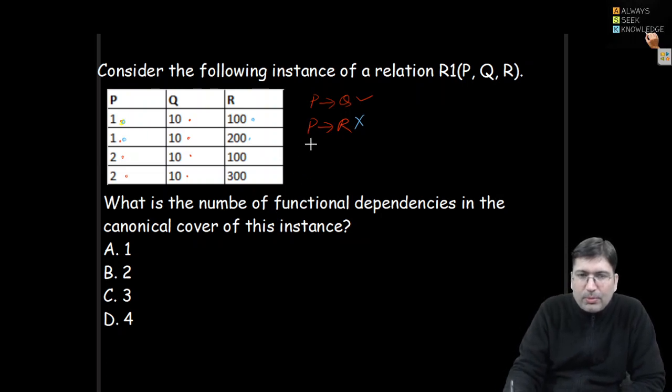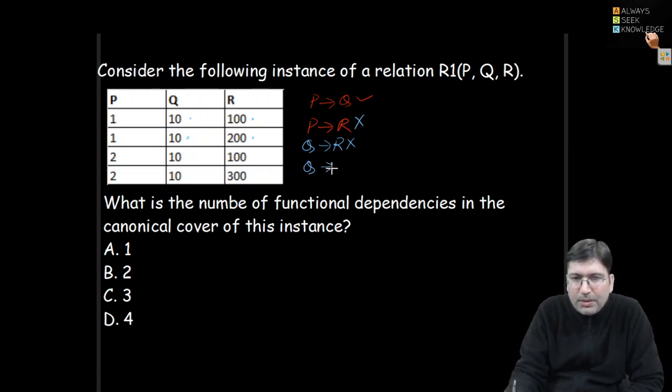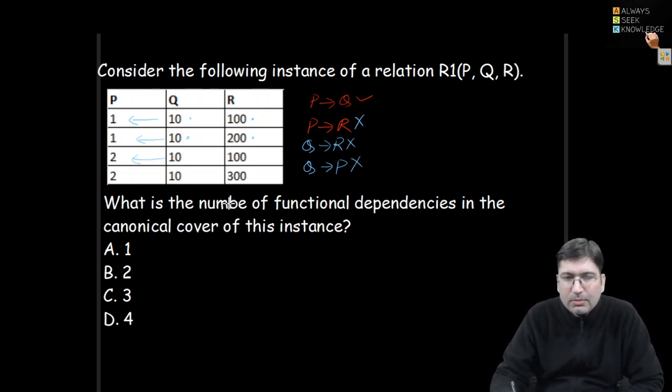Now let's check Q implies R. In Q implies R, 10 is associated with 100 and 10 is associated with 200, so it does not exist. Then let's say Q implies P. 10 is associated with 1, 10 is associated with 1, 10 is associated with 2. No, there's a problem. So it does not exist because different association is not allowed.